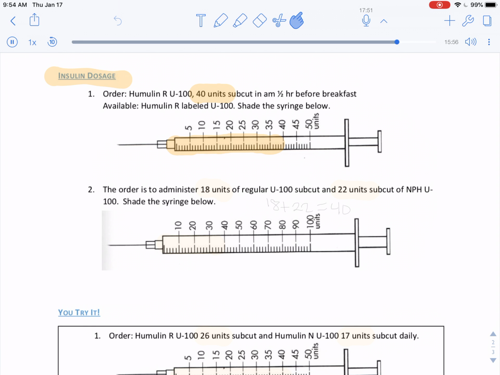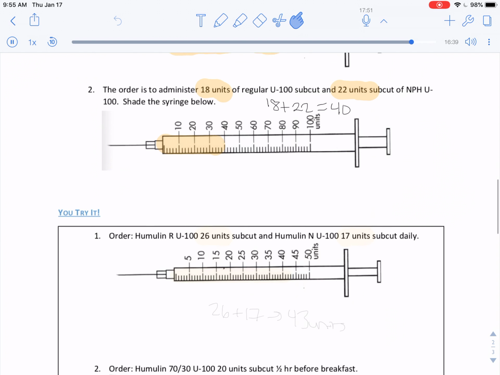dosages we want to use, since we have 18 units of regular U100 subcut and 22 units of subcut of NPH U100. Now we have to simply add the units together: 18 plus 22 equaling 40. Now we again shade it all the way to 40 as our dosage, right over there.